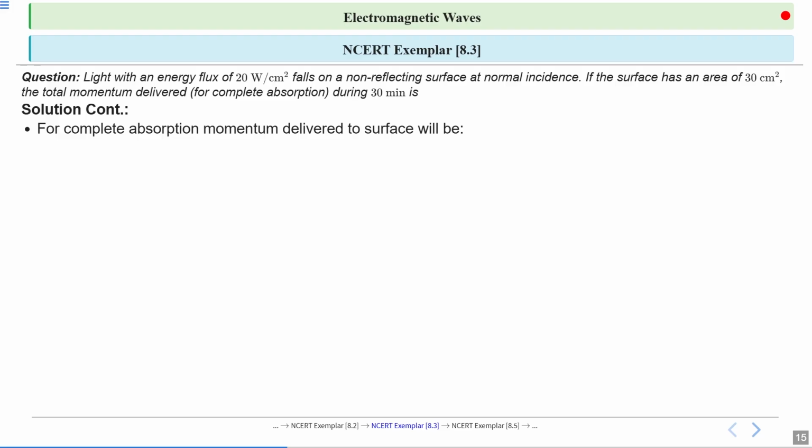For complete absorption, the momentum delivered to the surface will be P equal to U upon C for a non-reflecting surface. For a perfectly reflecting surface, P is equal to 2U upon C, and for a non-reflecting surface P is equal to U upon C. So P is equal to 108 into 10 to the power 4 upon 3 into 10 to the power 8. After solving, P is equal to 36 into 10 to the power minus 4 kg meter per second. That is the momentum delivered during 30 minutes.